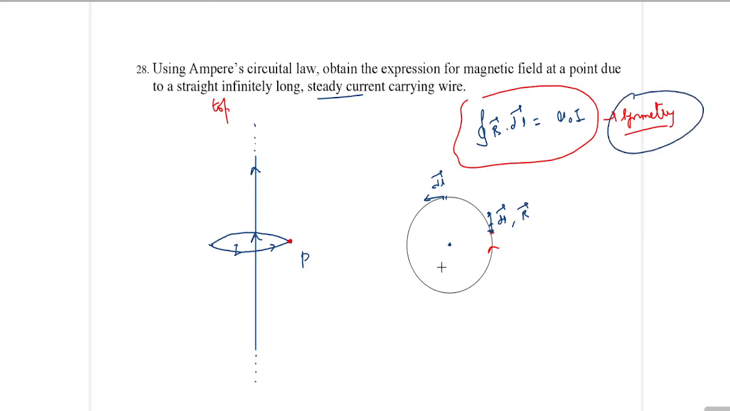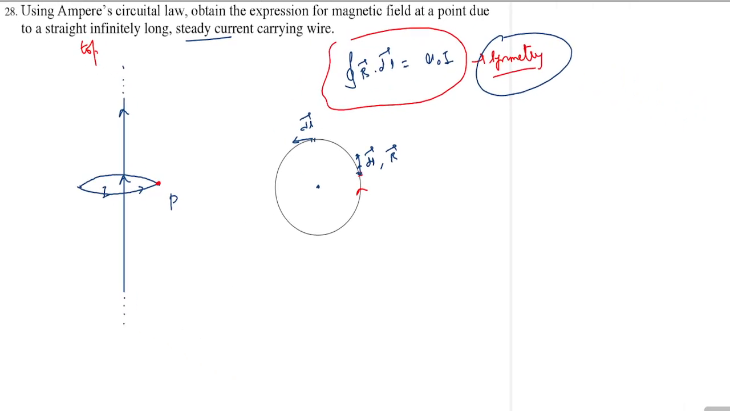Instead of this, if you took some surface of this kind, then the whole thing will collapse. So Gaussian surface or Amperean circuit law is simplified if you have some symmetry in the problem. So with this in mind, if we look at this equation, the line integral of B dot dl becomes B into dl into cos theta, because A dot B is equal to A into B into cos theta.